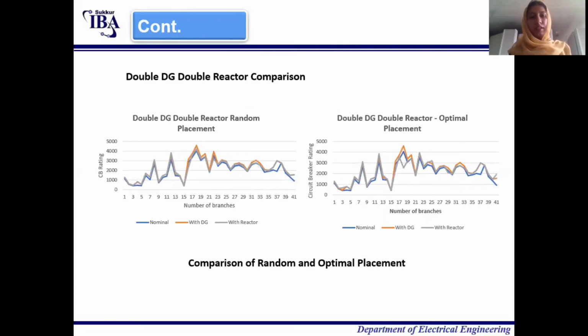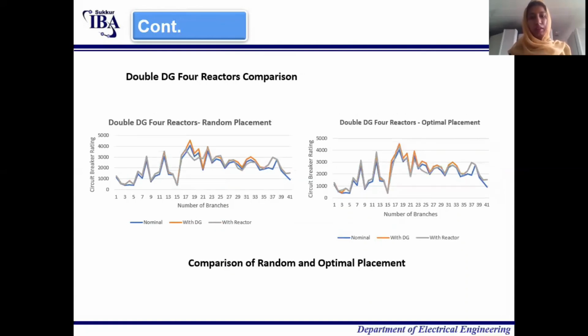Next, we have the double reactor comparison. This is again the comparison of random placement and the optimal placement of two reactors. Now we have finally added four reactors and have got significant results. When we have added four reactors into the system, the number of circuit breaker violations is reduced to 54. The total number of circuit breakers in the system is 82. There are a total of 41 branches in the system.